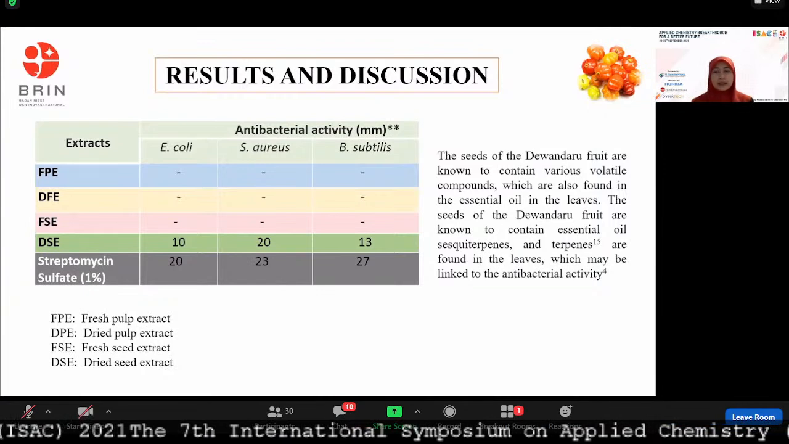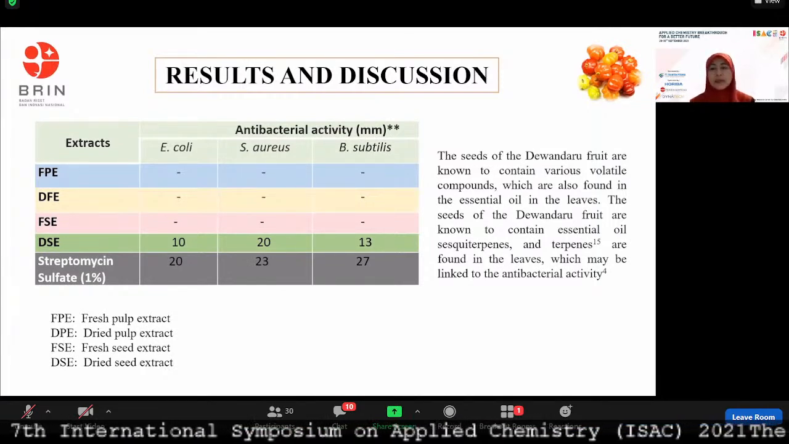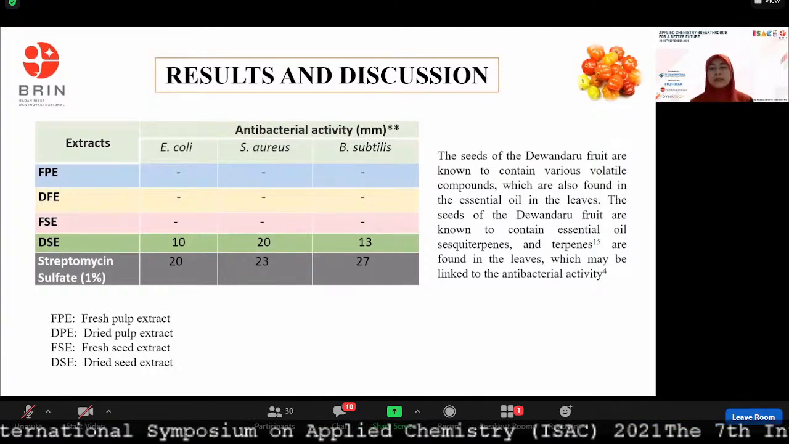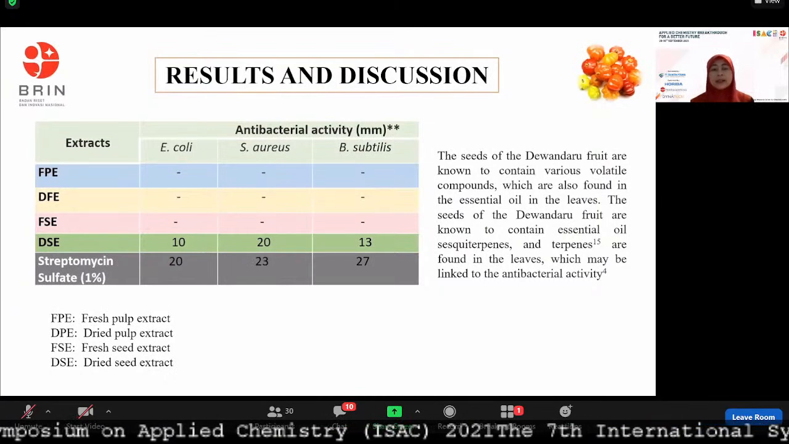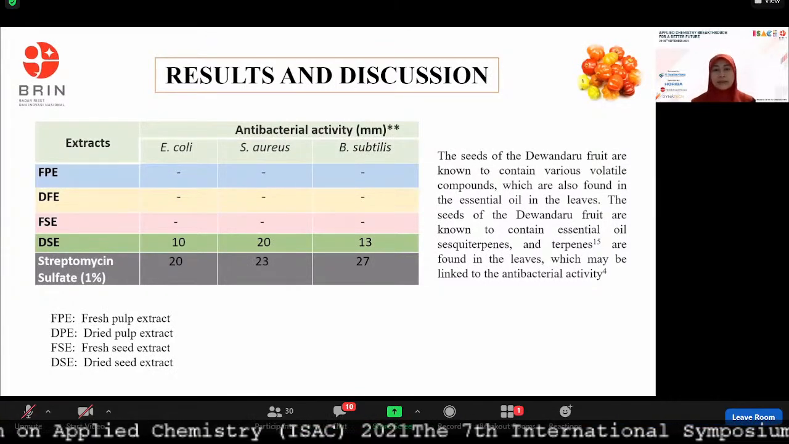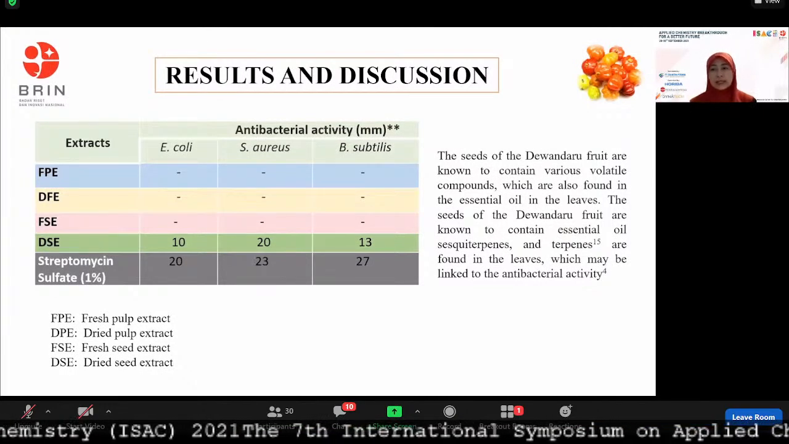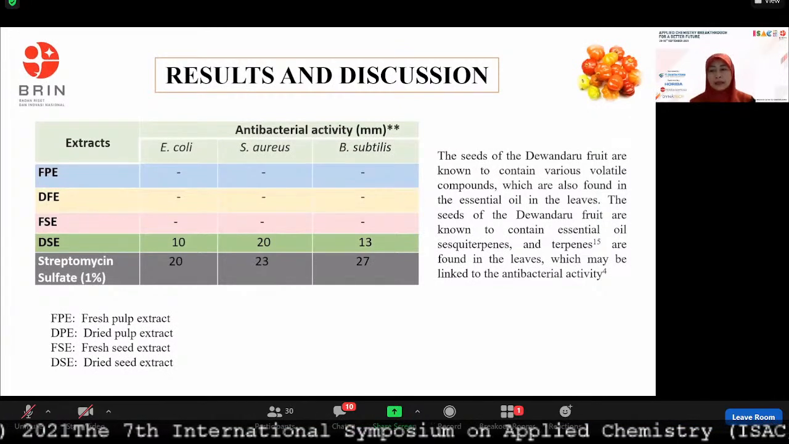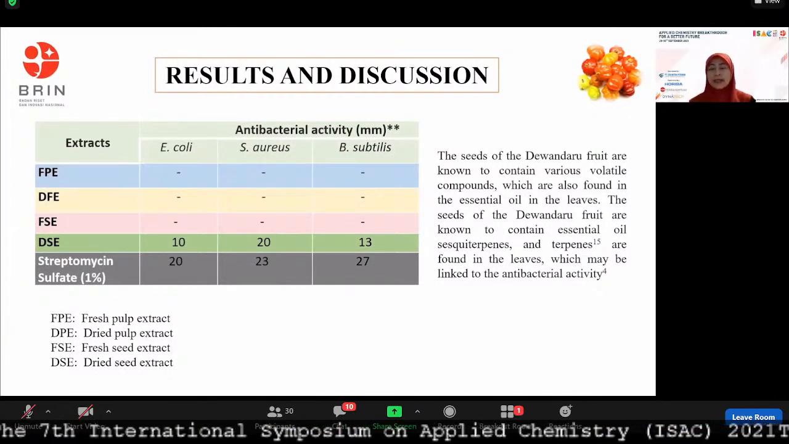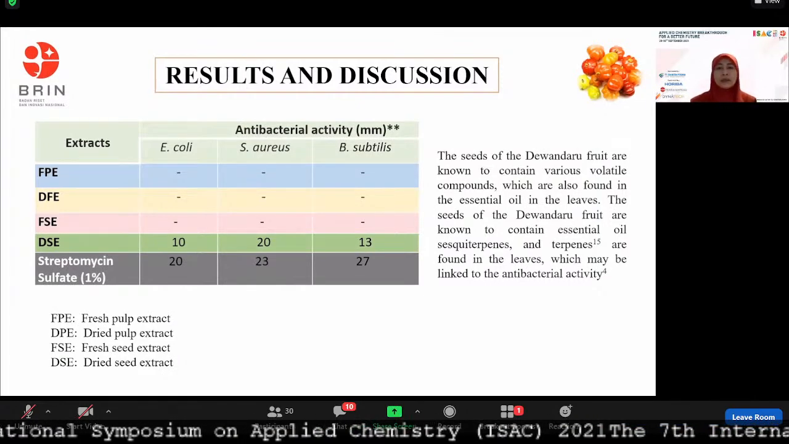And why this seed extract has antibacterial activity may be correlated with the sesquiterpene and terpene in the extract, because some reports say that the seed extract contains essential oil, which is also found in the leaf and is linked to antibacterial activity.